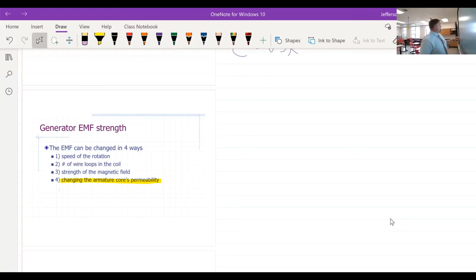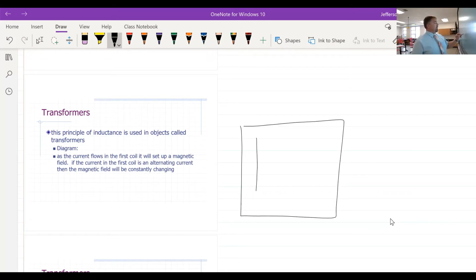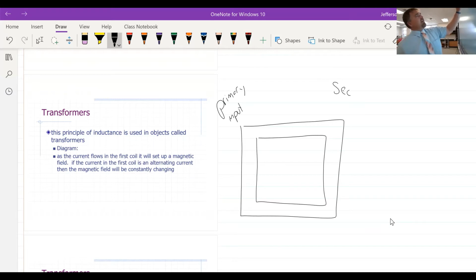Now, the other device that we're going to look at that runs off of AC and this whole principle of inductance is called the transformer. And I'm going to draw a diagram. Now, you're going to get this diagram later on, too, a much happier, prettier one. But I want to start with this one only because it's a really good idea. And we're going to start with the primary side, or the input side. And this we'll call the secondary, or the output.